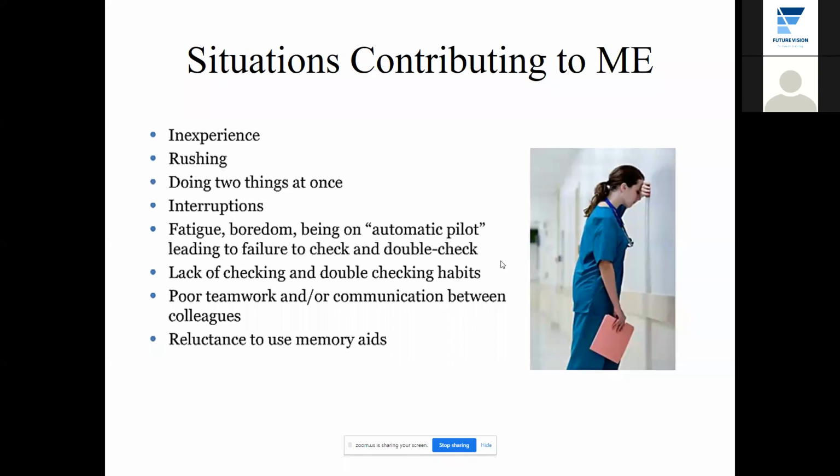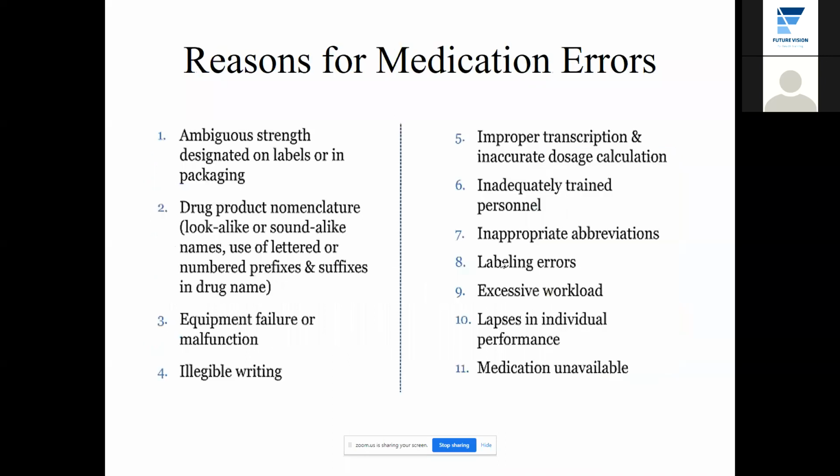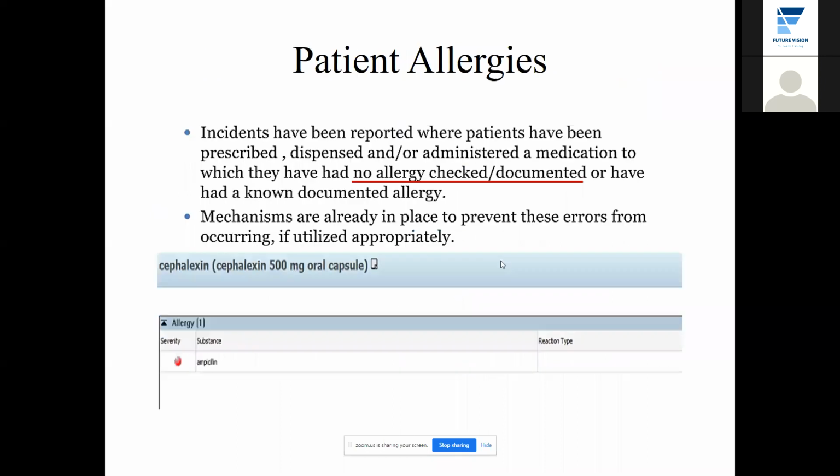Fatigue: especially nowadays, all of us have fatigue. You know, especially after the coronavirus crisis that passed on all of us, everything was under pressure. At the end we are human beings, liable to have this. Lack of checking and double checking, we will see it in the coming lectures, God willing, with look-alike and sound-alike medications. Poor teamwork or poor communication, and reluctance to use memory aids. Especially if teamwork is required and communication needs to be done.